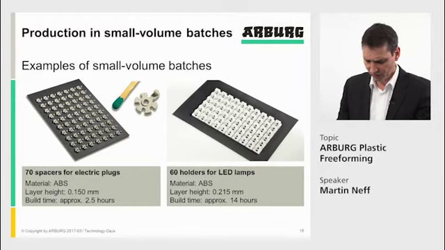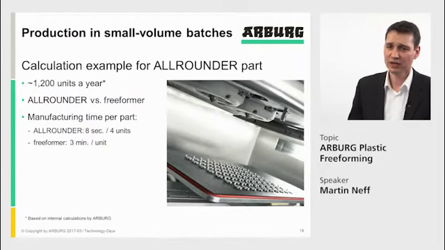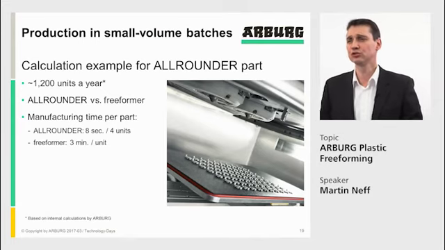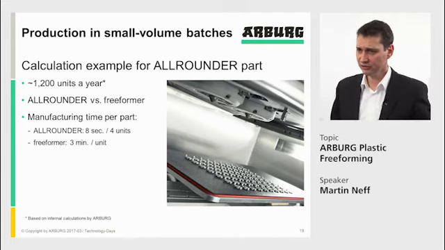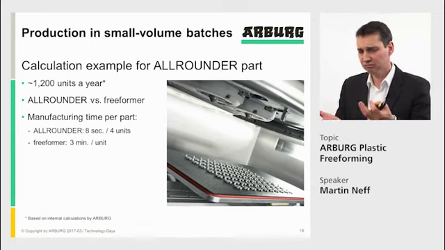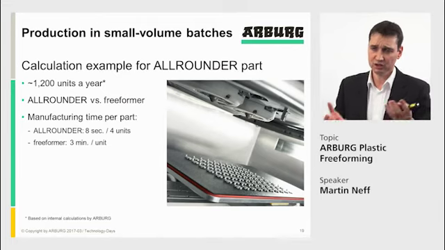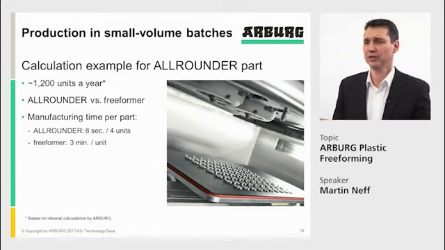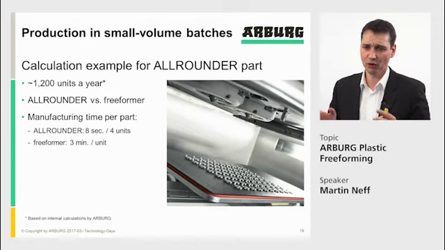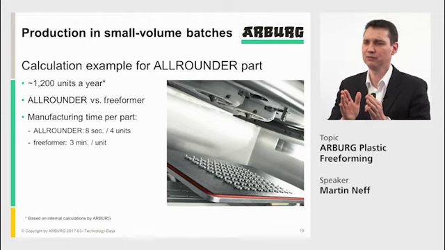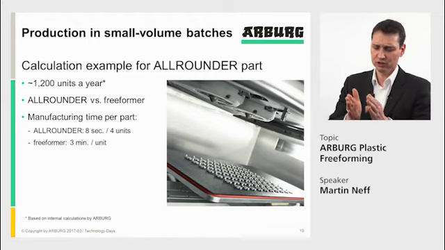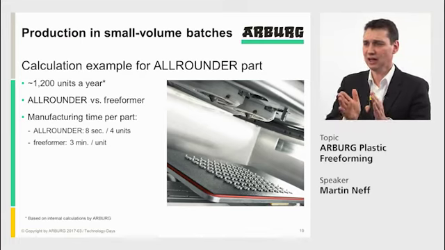The task was that we need about 1,200 spacer units a year. And the thinking process internally was, should we use an injection molding machine to produce those 1,200, or can we do those on the freeformer? Injection molding machine means our smallest machine, the 170S, with a tie bar distance of 170 millimeters. So we are talking about a smaller mold of that size.